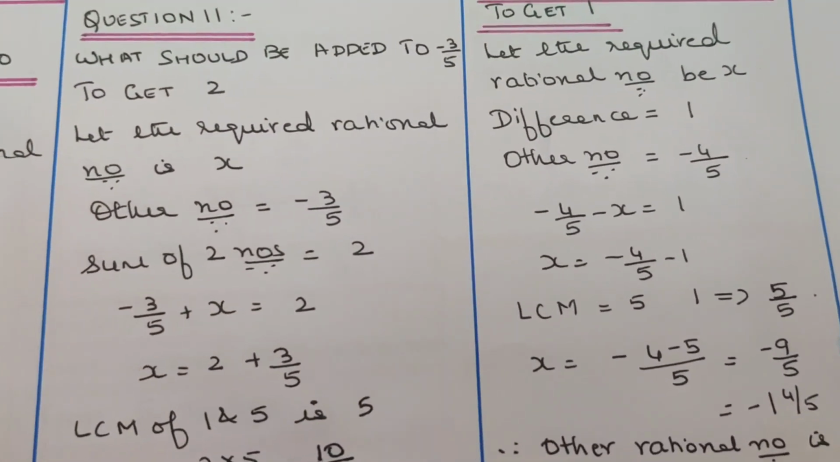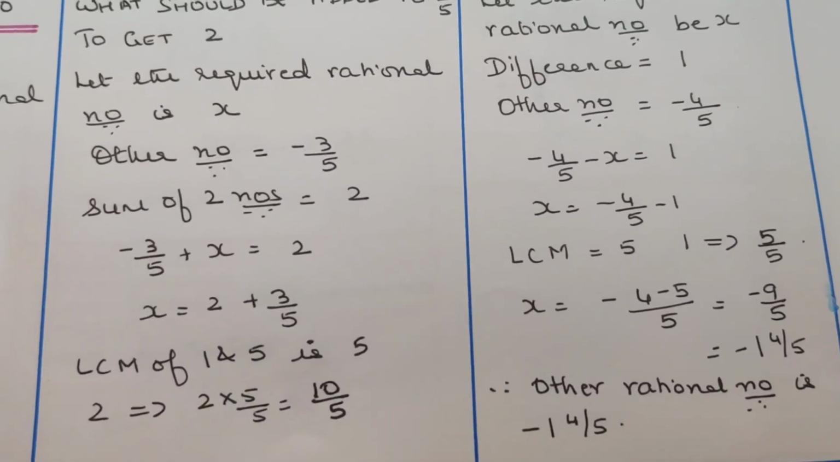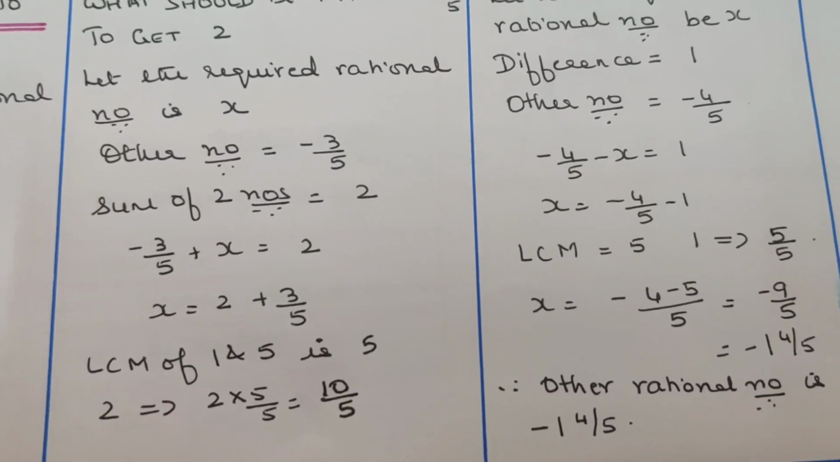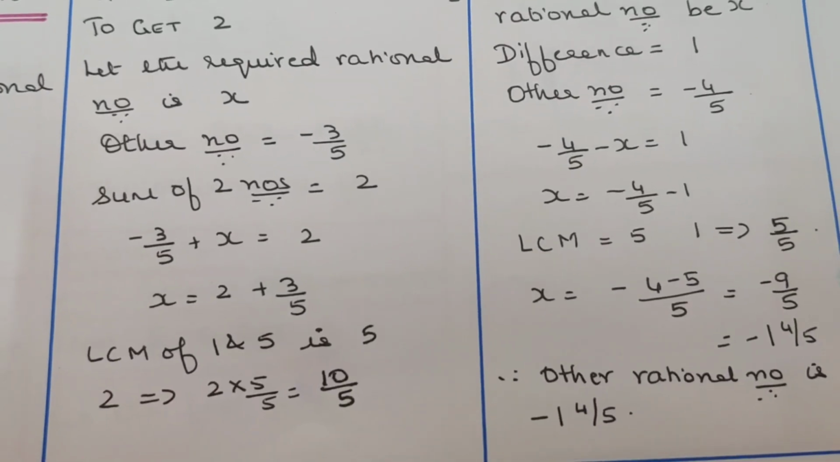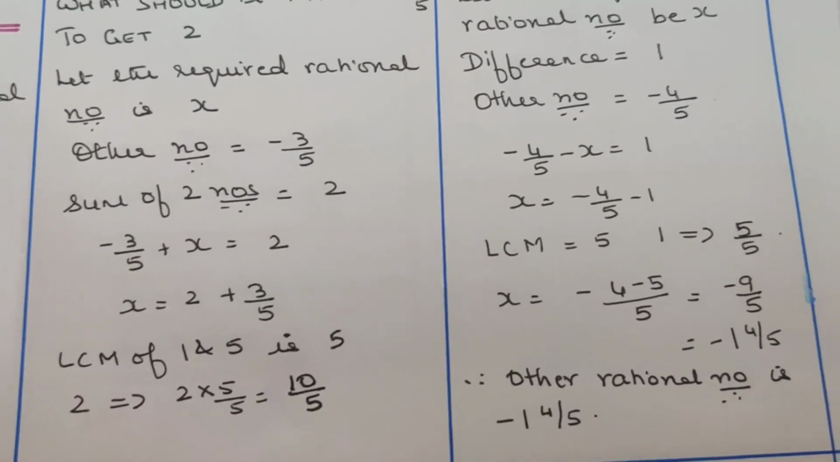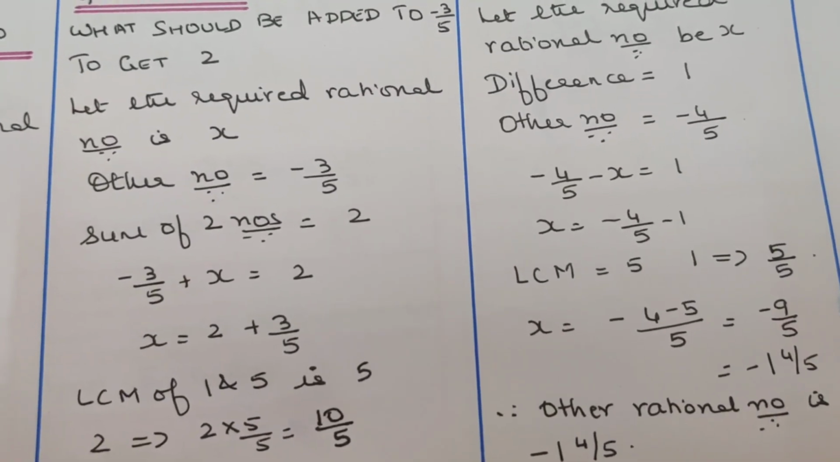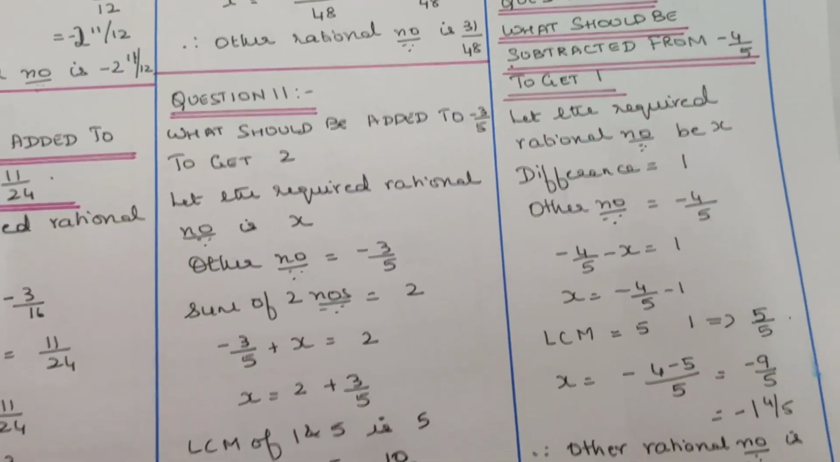You take the LCM. LCM is 5. X is equal to minus 4 minus 5 by 5. The answer is minus 9 by 5. When you converted it into a mixed fraction, you get it as minus 1 4 by 5. Pretty simple, guys. Follow the concepts, the logic, everything will be easy.